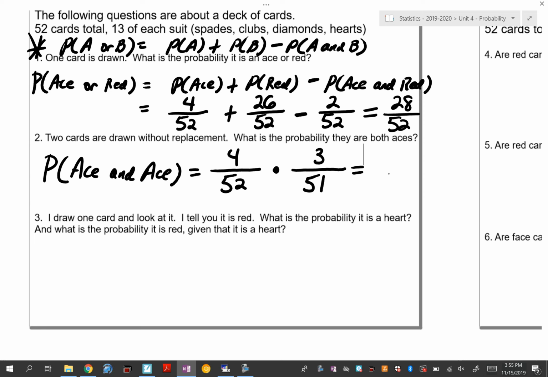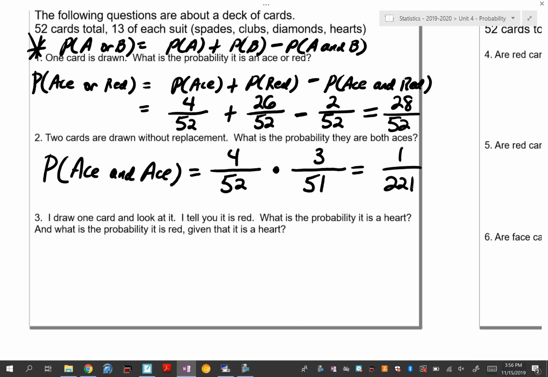What'd you get? 0.004. I wanted the fraction. Oh, my bad. 1 over 221. That's helpful, right? Basically, is that going to happen? Probably not.